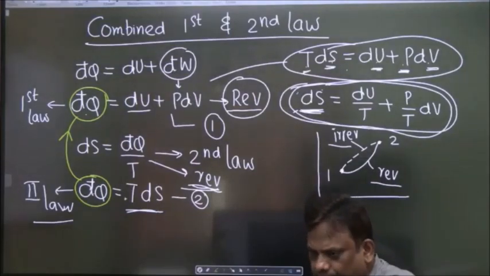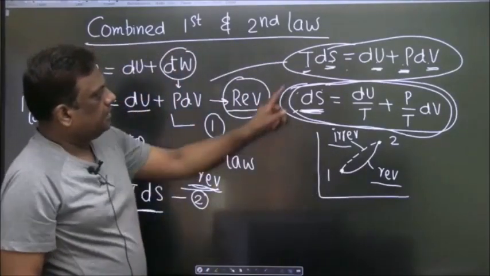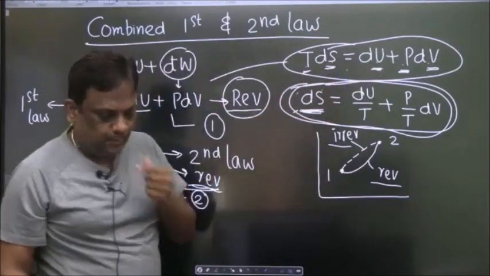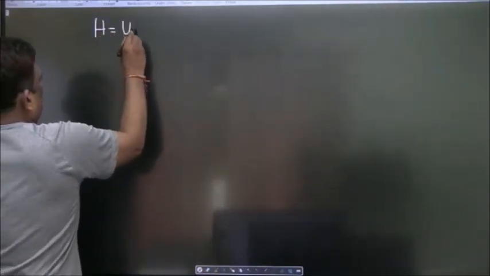Very good. Let's proceed, my dear students. Now, this is one equation, TDS is equal to du plus PdV. Now, let us move ahead. Look, we know that H is equal to U plus PV.